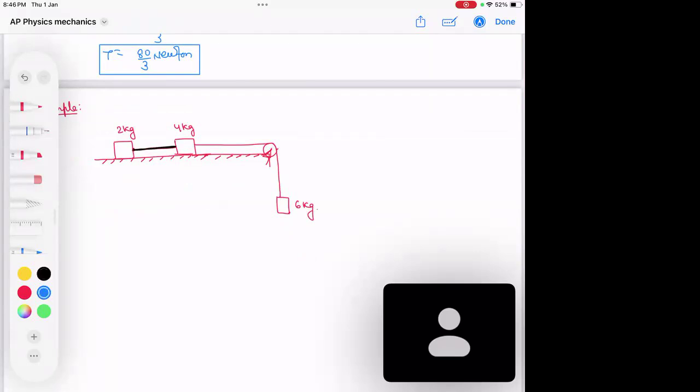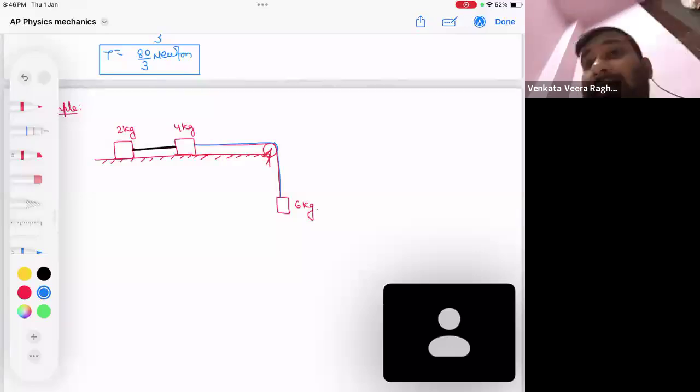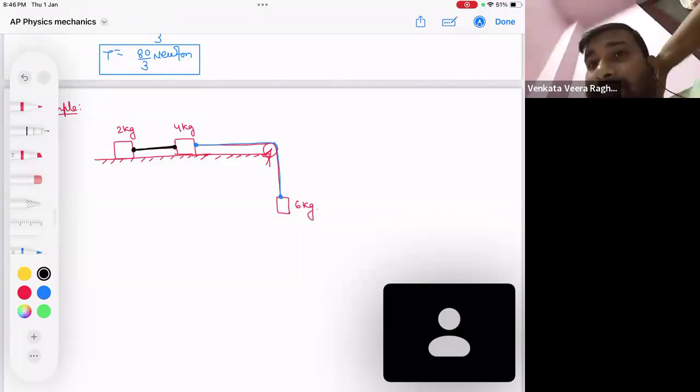Two strings, sir. There are two strings. So the black string will have the same tension throughout, isn't it? And this other color string, the blue string, will also have the same tension. But these two strings are going to have two different tensions. Understood? But if I look at the black string, every point will have the same tension, isn't it?